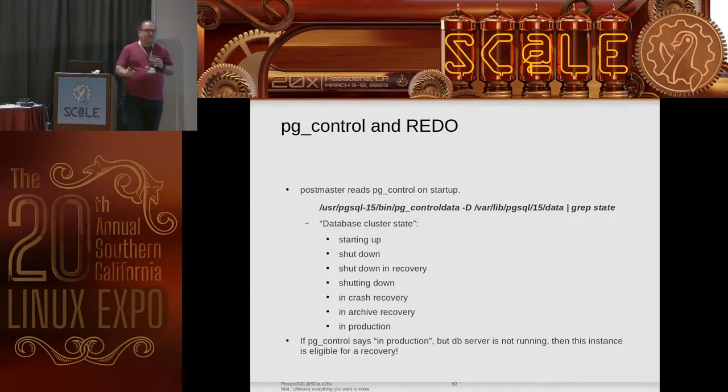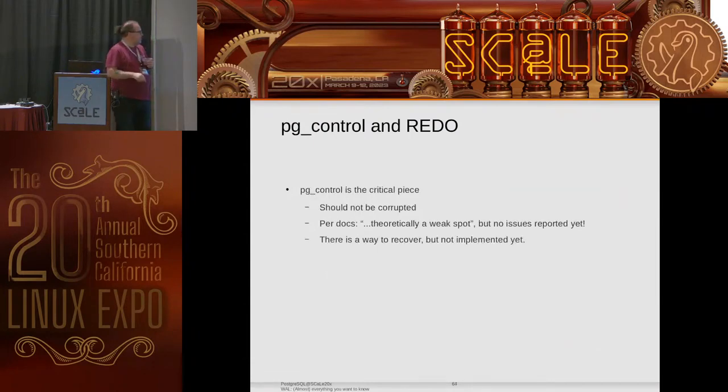So if pg_control says it's in production, but the database server is not running, it means this instance is eligible for recovery. It means something wasn't properly shut down. Again, if it says in production, but the database is not running, it means something crashed. Okay, so in every startup, Postgres checks this. So let's talk about pg_control.